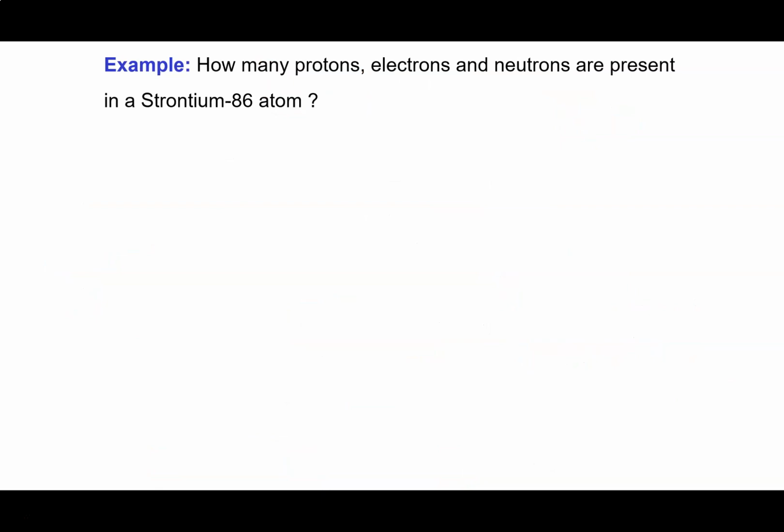You've answered questions like this in Chemistry 139, but let's just do a run through now. It says, how many protons, electrons, and neutrons are present in a strontium-86 atom? The first thing you want to do is find the atomic number of strontium, because that's going to give you your number of protons and your number of electrons. Strontium is down the bottom in group 2A, and it has atomic number 38. So Z equals 38. And then you also want the symbol, and the symbol for strontium is Sr.